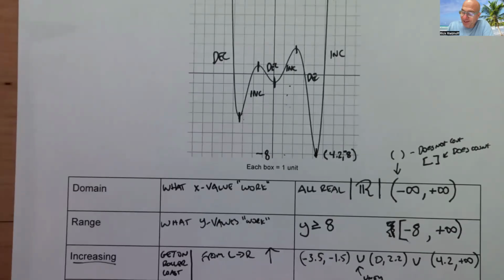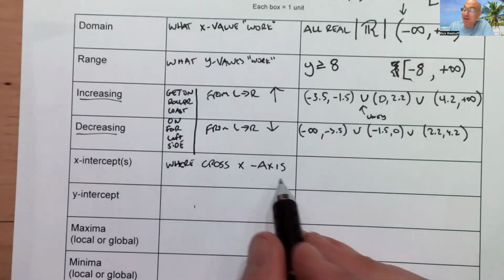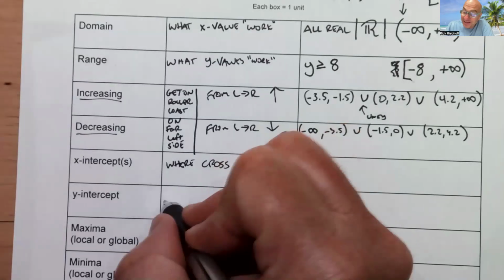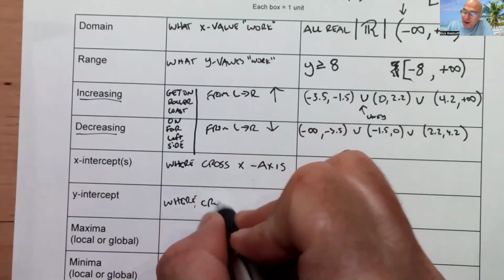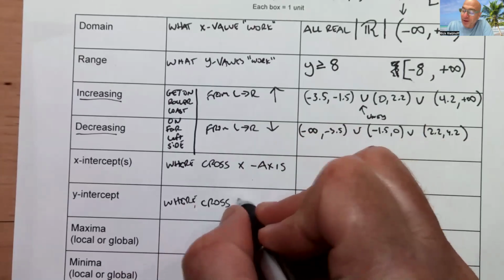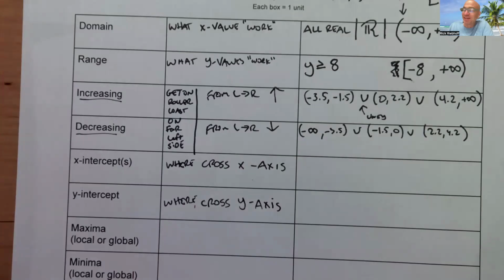Where cross x-axis? Wow, that is fantastic English. Where cross x-axis? Take a guess what y-axis is. Where, if you want to fix that because you actually care about proper use of grammar, and you should, where across y-axis. All right.